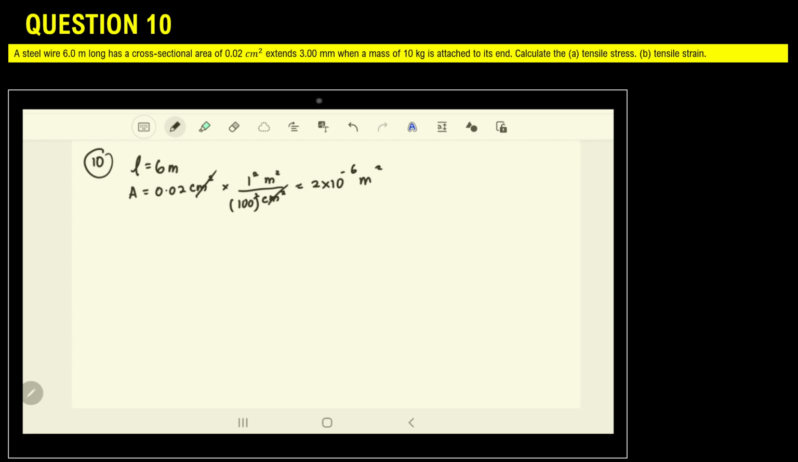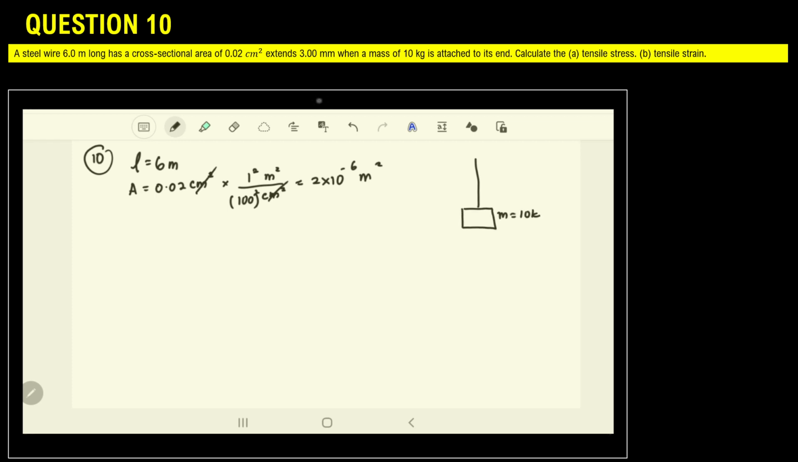And given that the wire will extend 3 millimeter when we have a mass of 10 kg attached to its end. So let's say this is the wire and we attach the mass where the mass is 10 kg. So there is an extension, or elongation, e is equal to 3 millimeter. So now we want to calculate what is the tensile stress.